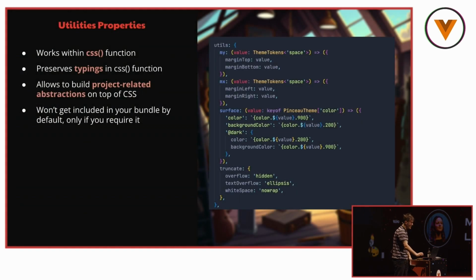We also have utility properties. So utility properties allows you to write your own abstractions of CSS. Here we have a good example, which is my or mx, or truncate, that is coming from Tailwind, by the way. And these little abstractions will be added to the CSS context, and then you can use your own little shortcuts inside your CSS. And by the way, this won't get included in your bundle by default. So this is still 0 runtime. This is still no JavaScript shipped to your project.